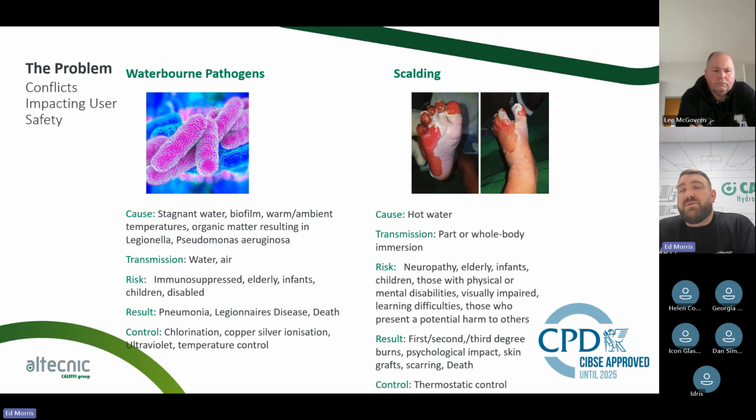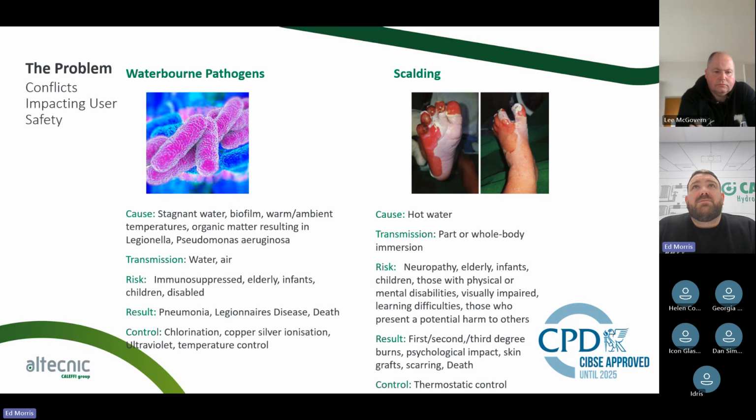Waterborne pathogens are a big issue. We talk a lot about bacterial control or Legionella control or Pseudomonas. All those kind of things can be controlled by temperature. So the causes where we get waterborne pathogens are things like stagnant water, biofilm, warmer ambient temperatures, organic matter resulting in Legionella, Pseudomonas. All these sorts of things have issues. The transmission is through water and through the air, so we get thermal gains, thermal losses, but also that water system transfers those pathogens.